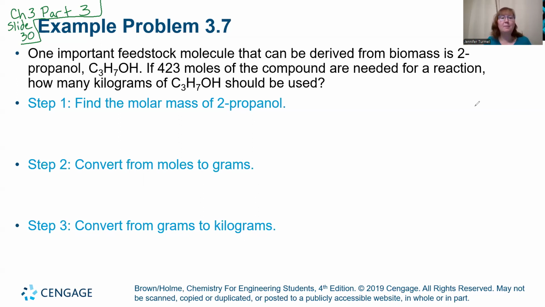Okay, so this is a big practice problem, and it tells us that we are making this feedstock molecule from biomass, and it's 2-propanol, and here is the formula. It tells us that we have 423 moles of the compound, and how many kilograms can be made? Okay, so let's take a look.